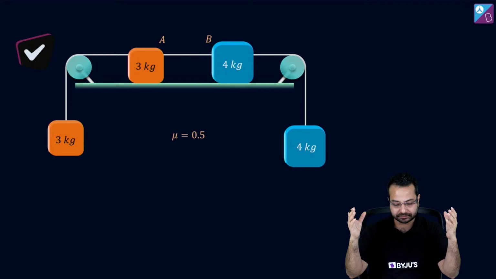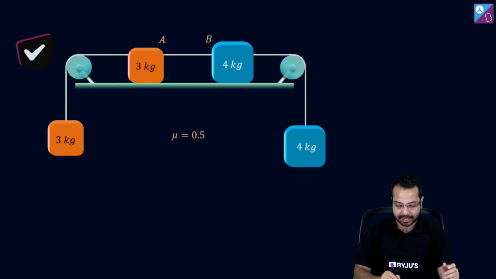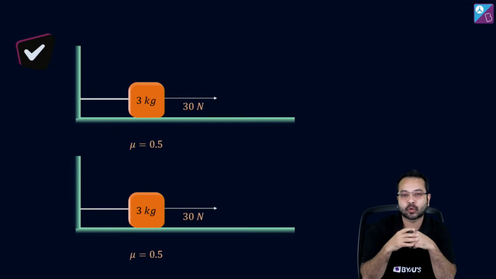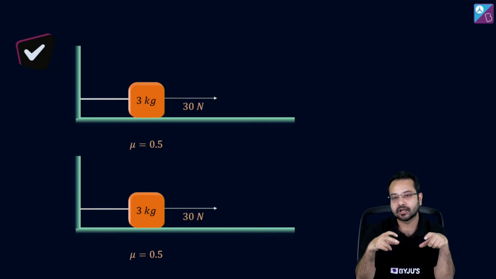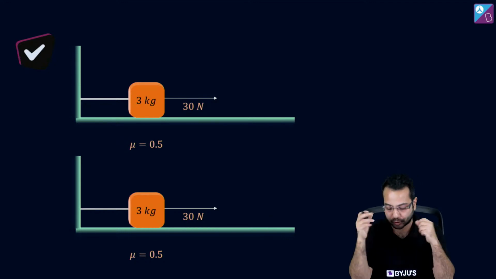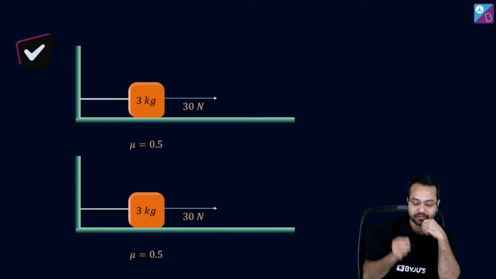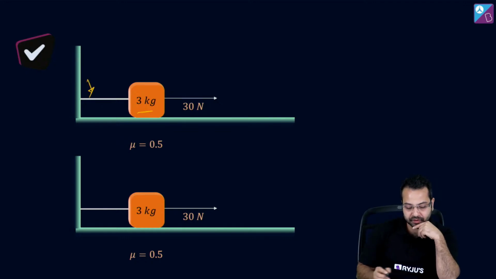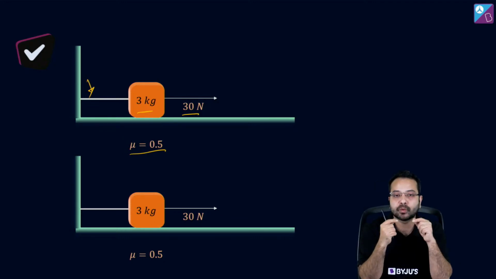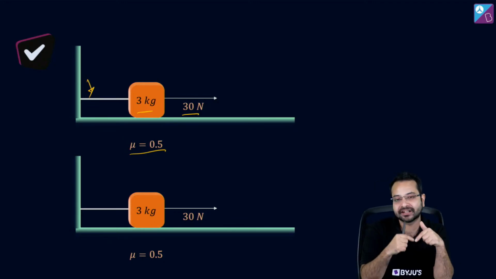Okay, so what I'm going to do here is, I'm going to throw another question at you. Okay, first let's understand this. Let's understand this concept and then we are going to move forward. Okay, so what we have here is that we have a 3 kg block. There is a string over here and there is a 30 Newton force in the horizontal direction. The coefficient of friction is 0.5. What will be the tension in the string?